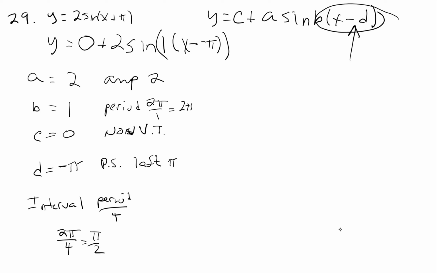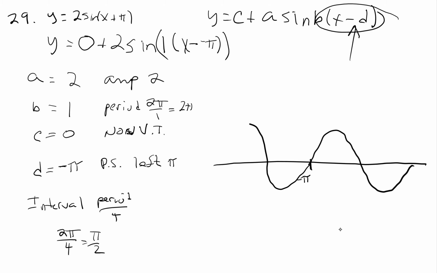Okay, so we have no vertical translation, which means the middle of my curve is the x-axis. I start at minus pi. Unlike the other curves where we're starting at the x-axis, we're starting at minus pi. We have a sine curve, which means we start in the middle, go up, down, and up, and then same thing here, up, down, and up. Now my intervals where I peak, cross the middle, peak, cross the middle, cross the middle, peak, cross the middle, peak.